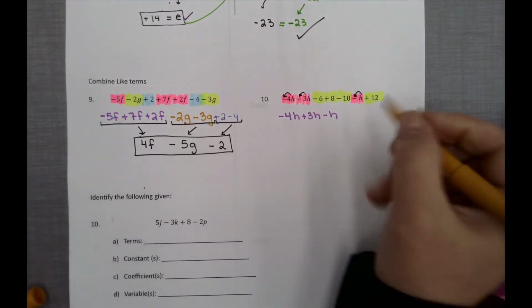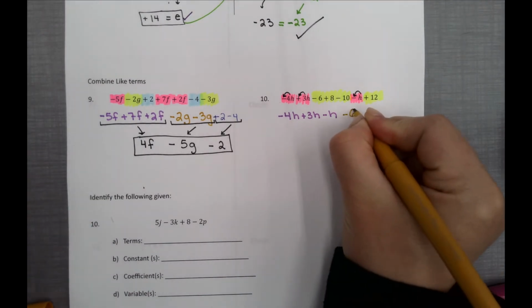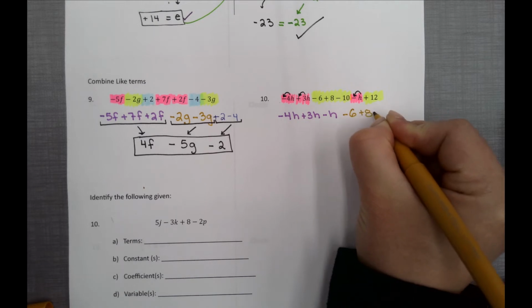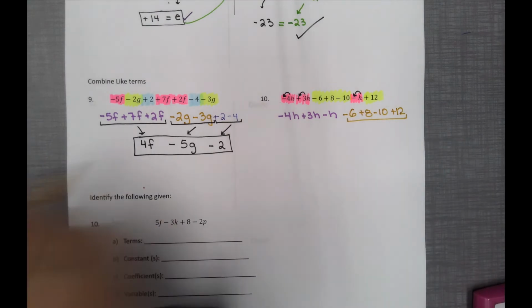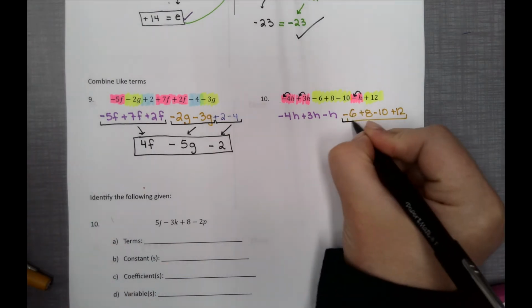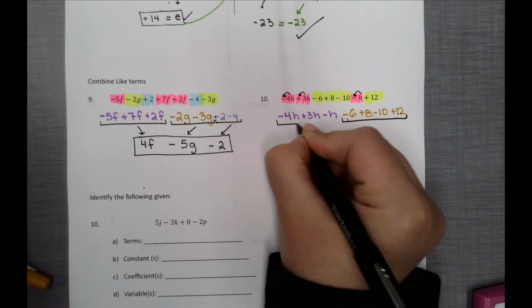And here we have our constants. Constants are terms without any variables, so no letters at all. We're going to combine these. Let's extend that out just a little bit more, and then we're going to combine these.